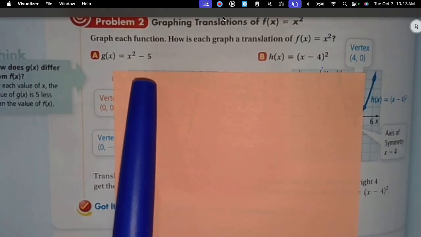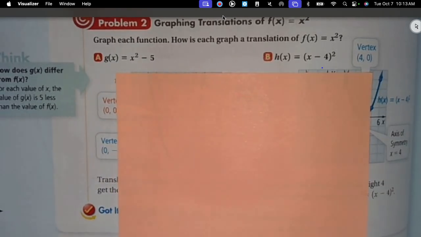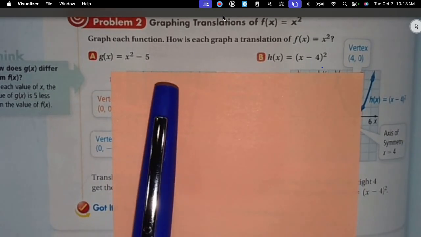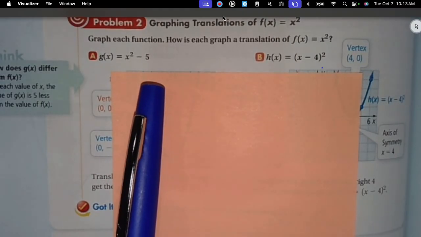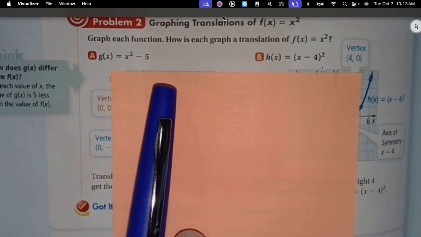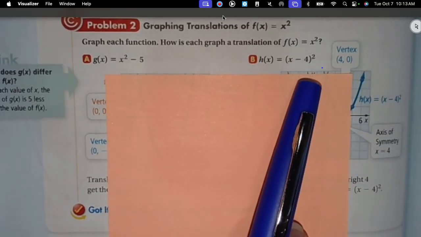It went down 5. It moved down 5. Do y'all remember transformations of graphs? If it had a plus 5, where would it have gone? Up 5. All right, I'm about to show you the graph in a second, but we're just going to talk about it for a second. What is this one?